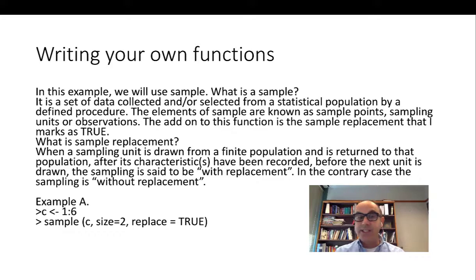How do you write your own function? For example, you have a set of data collected and you want to use a sample with replacement. When a sample unit is drawn from an infinite population, it is returned, so that the population, after it has some characteristics recorded, is the same before the next unit is drawn. So the sample is to be placed with replacement or without replacement.